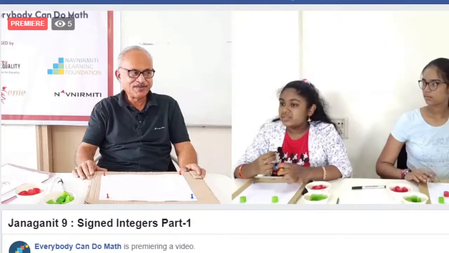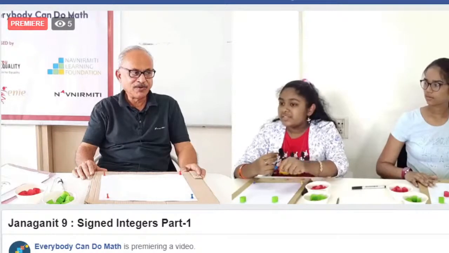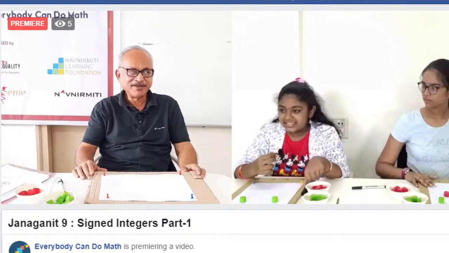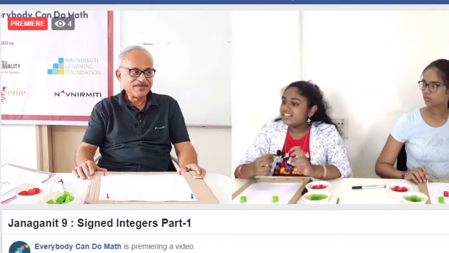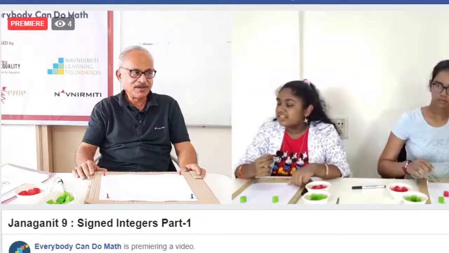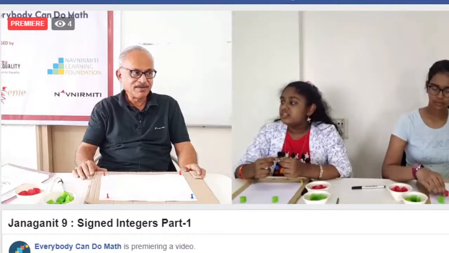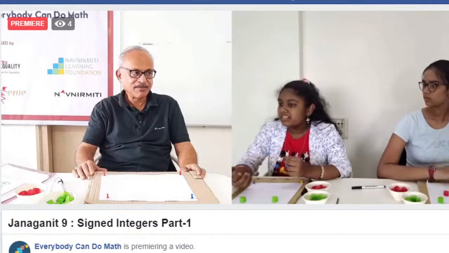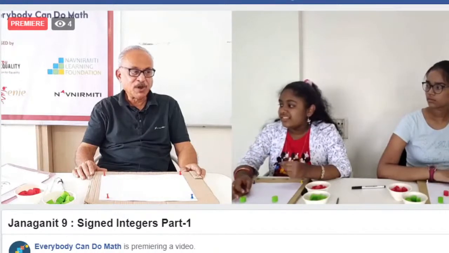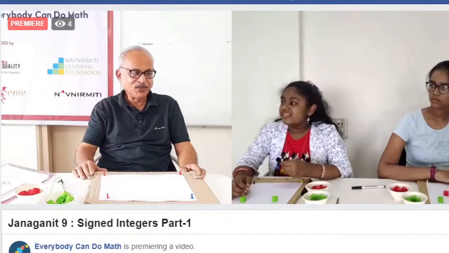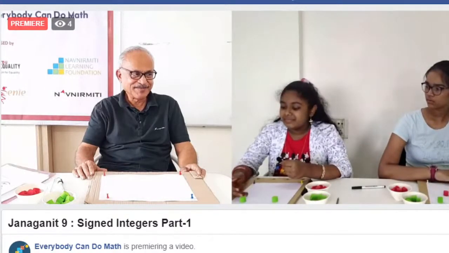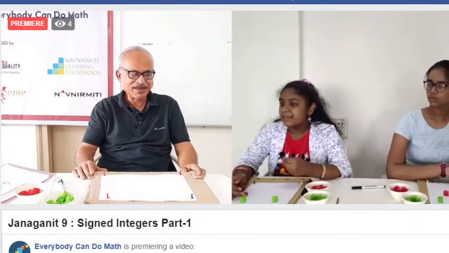What is the value of Nandita's account? 1. And what is the value of your account? 2. So Nandita has how many rupees? 1 rupee. And how much do you have? 2 rupees. So who has more money? Nandita has 1 rupee, and you have 2 rupees. So who has more money? Me. Supposing you have to choose between Nandita's account and your account, which one will you choose? Mine.